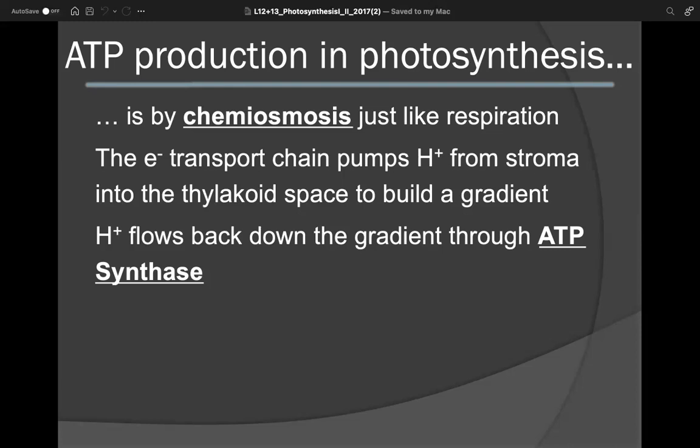So same thing, photosynthesis, right? Chemiosmosis, we have an electron transport chain pumping the hydrogen ions against their concentration levels, right? So we're making a gradient. We're going from low concentration to high concentration. And the reason we're doing this, again, is to build that gradient so that hydrogen ions can then flow down the gradient and through the ATP synthase.